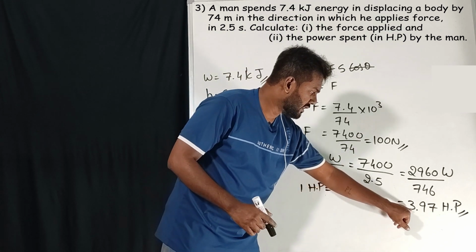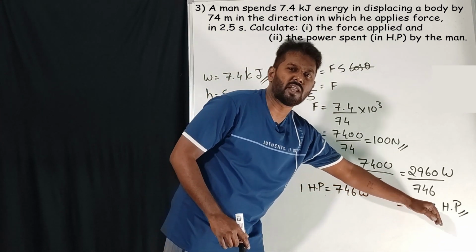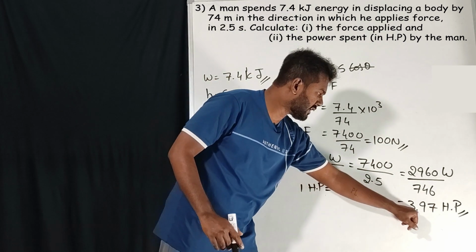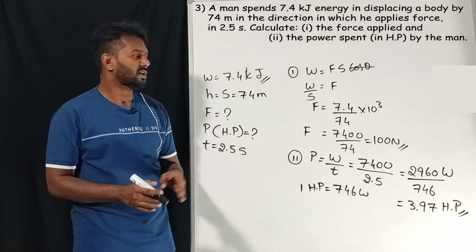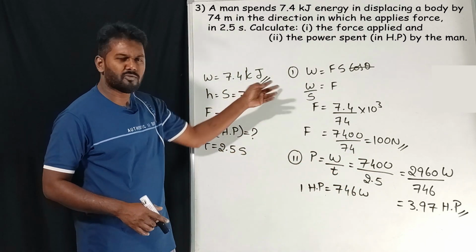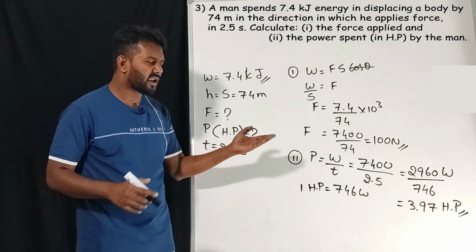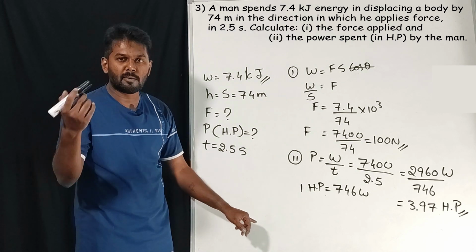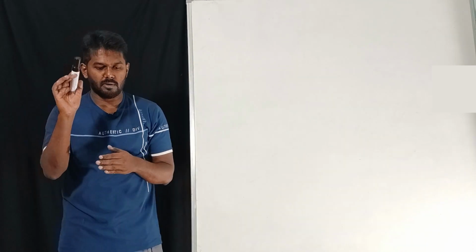So first thing is the first value after the decimal, then this value you can round off or keep as it is. After the decimal we need 2 digits with a proper unit. That's it. See how simple this is? We know the formula, we are getting the answer in proper SI units, and we are writing the conclusion. You have to write the conclusion. Therefore, power spent by the man in terms of HP is 3.97. That's it.